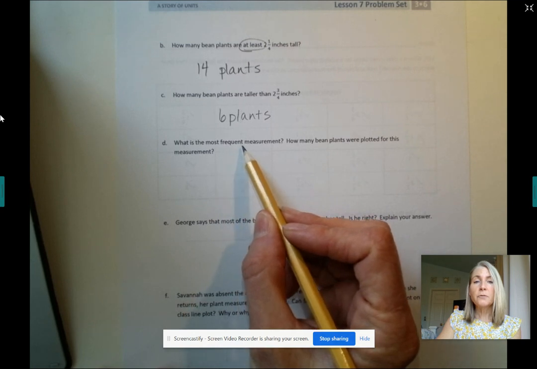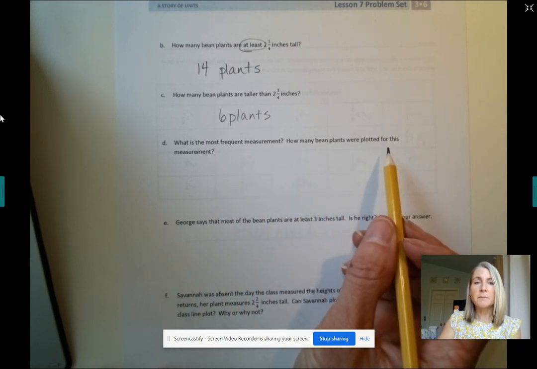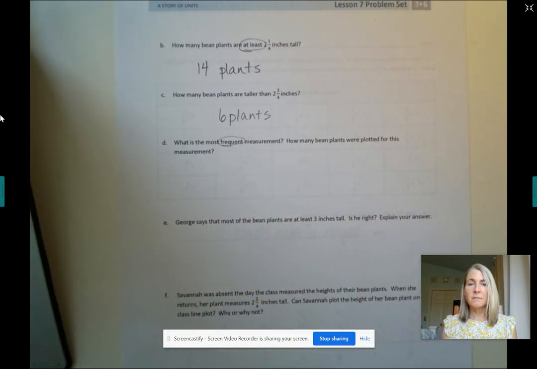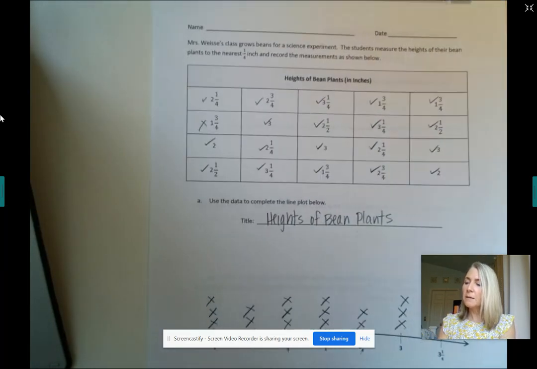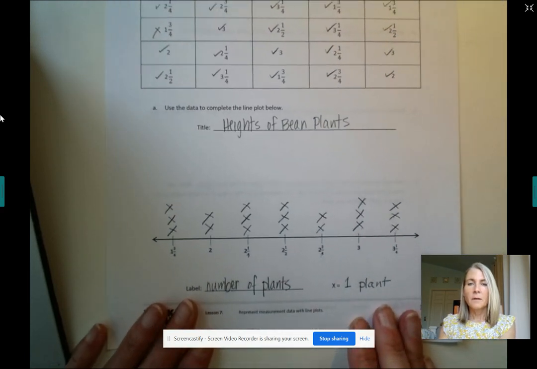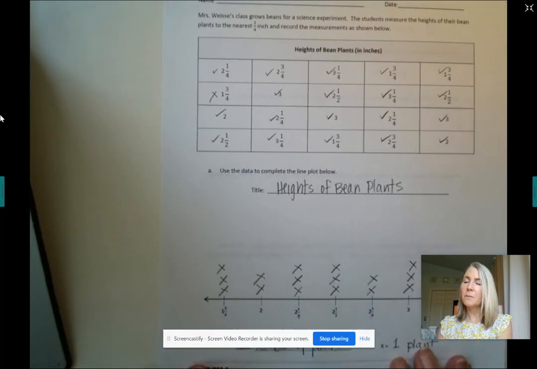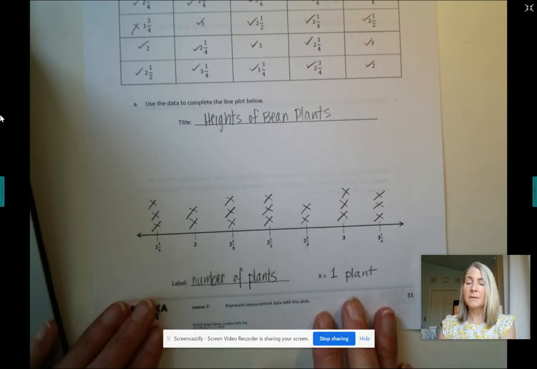What is the most frequent measurement? How many bean plants were plotted for this measurement? So the word frequent means often or common or comes up the most, right? So if we take a look, the question was, what is the most frequent measurement? Okay, well, we got a lot of measurements that were the most frequent on this particular line plot.